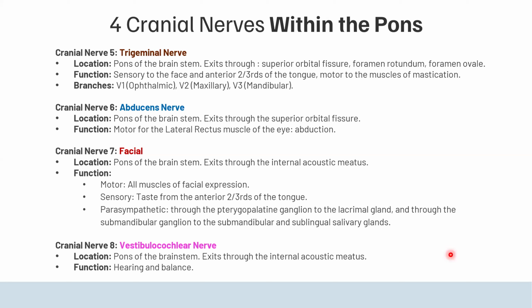It was like, oh, you dare take from what I'm supposed to do? I'm mainly motor, right? I'm supplying all the muscles of facial expressions. How are you taking motor from me? So what are you doing? You're supplying the anterior 2/3 of the tongue. I will also do that, but I will be taking the taste from the anterior 2/3 of the tongue.